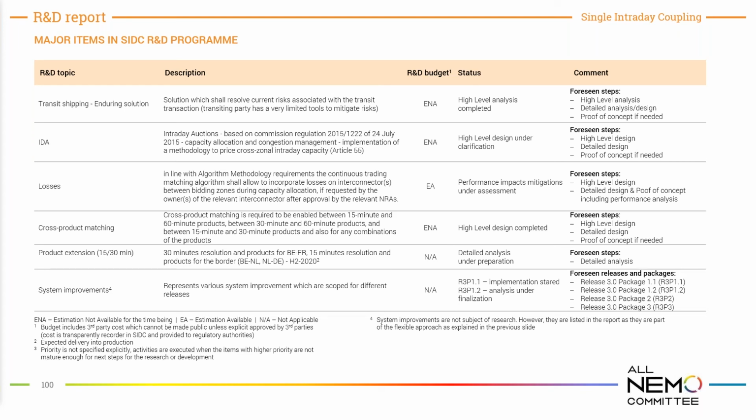The transactions, or let's say physical and financial flows, between the selling and buying NEMO. So the transiting party has very limited tools to mitigate the risks, and therefore the assessment of this transit shipping enduring solution was started. We completed the high-level analysis where a number of options were collected and assessed on the high level. We are now starting, in fact, the detailed analysis for, let's say, an options shortlist.